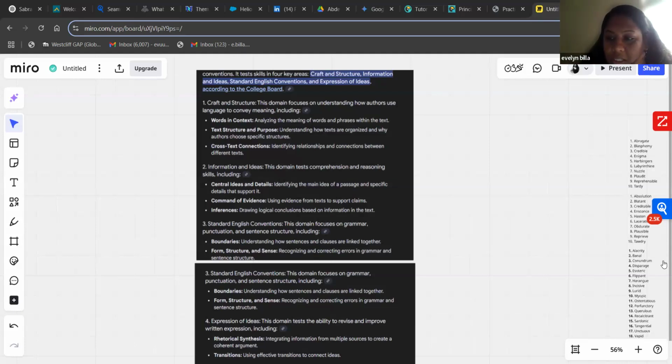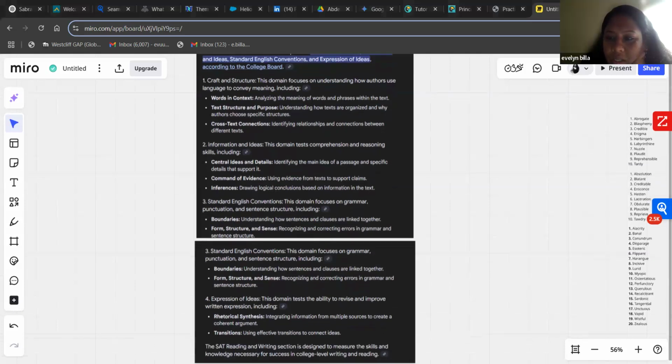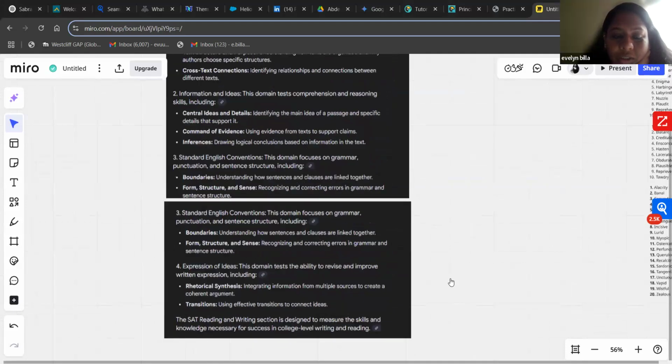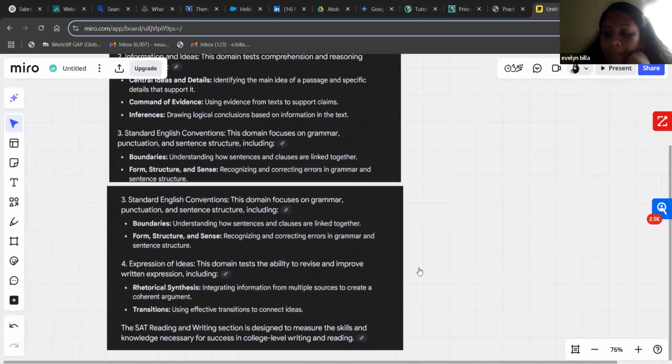The next on my screen, give me a second, is Sanvi. Do you want to read point number 3? Yeah. Standard English conventions. This domain focuses on grammar, punctuation, and sentence structure, including boundaries, understanding how sentences and clauses are linked together, form, structure, and sense, recognizing and correcting errors in grammar and sentence structure.